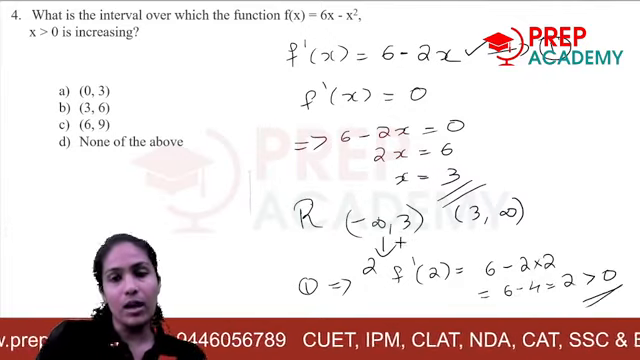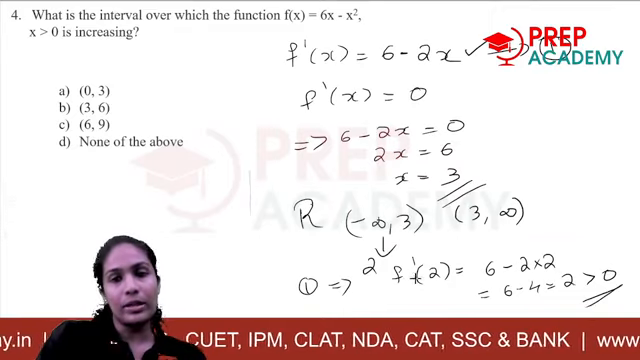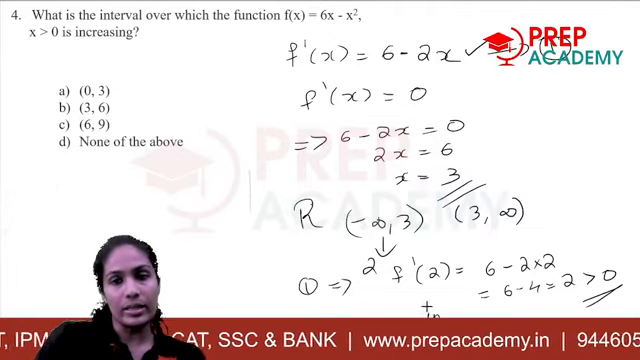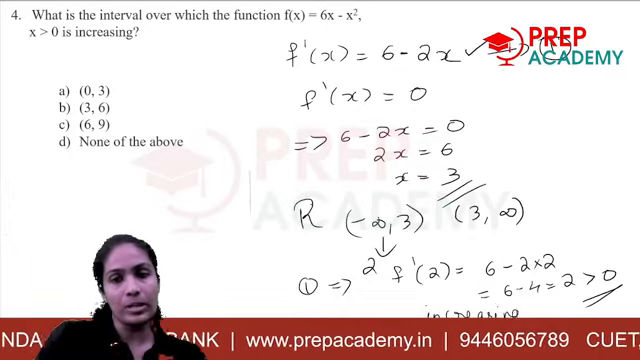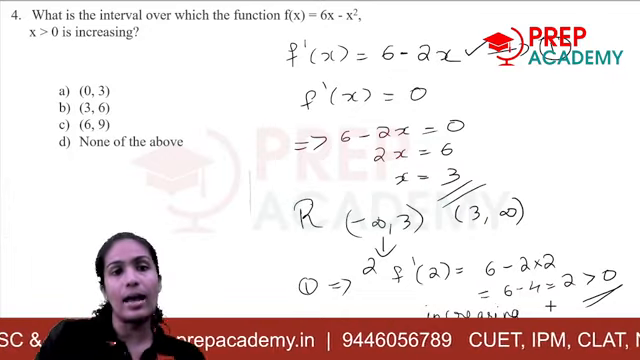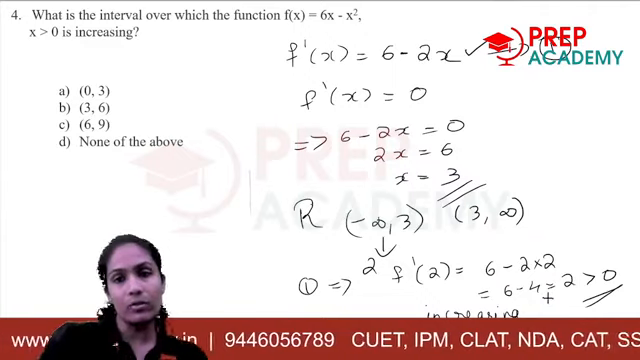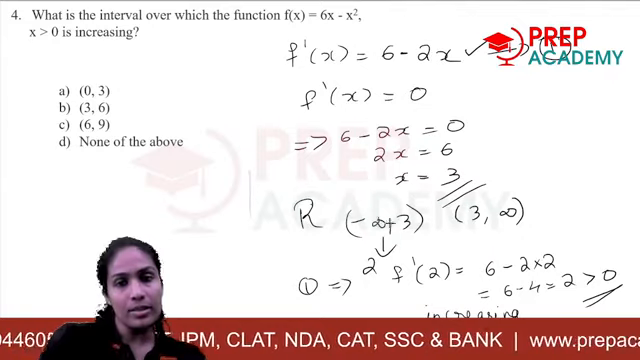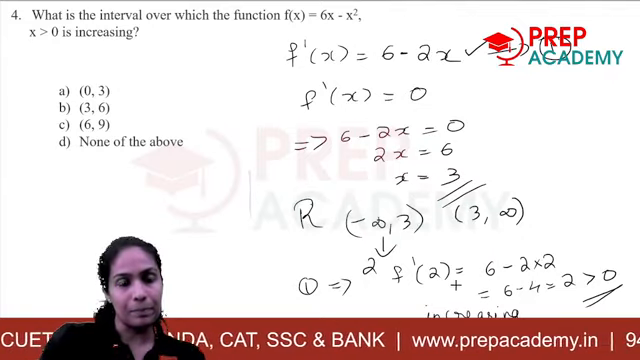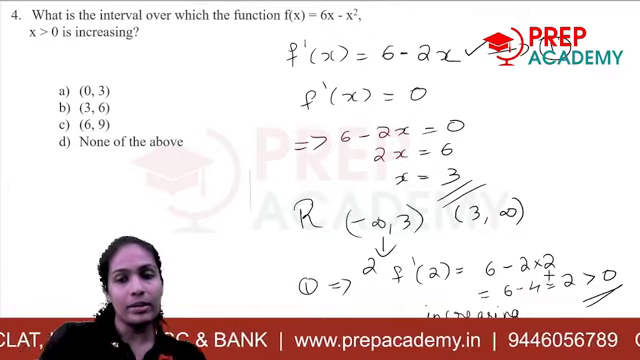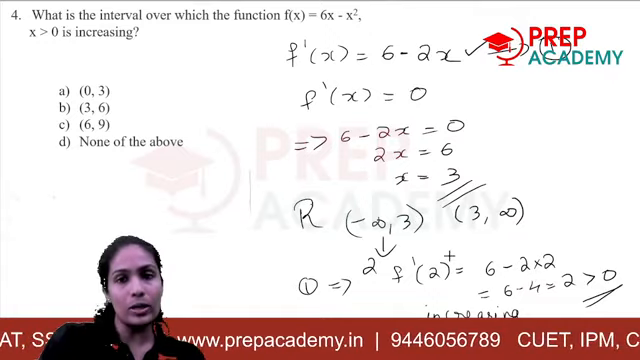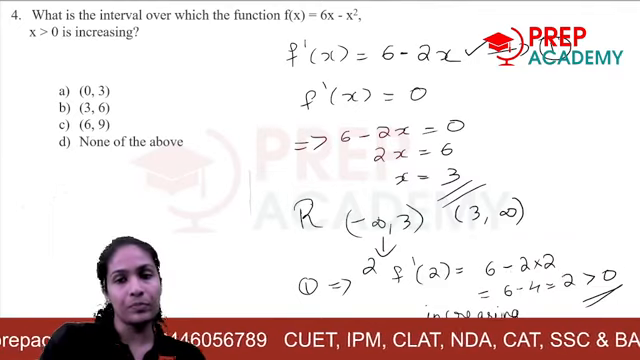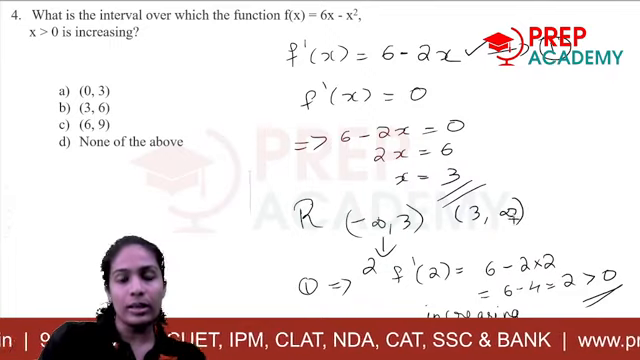So in this interval the derivative is greater than 0. Greater than 0 means the function is increasing. If the derivative at that point is greater than 0, then the function is increasing. And if the derivative at that point is less than 0, then the function is decreasing. So in the interval minus infinity to 3, the function is increasing, because when you put x equal to 2 in f dash of x, the value is 2, which is greater than 0. So it is increasing.